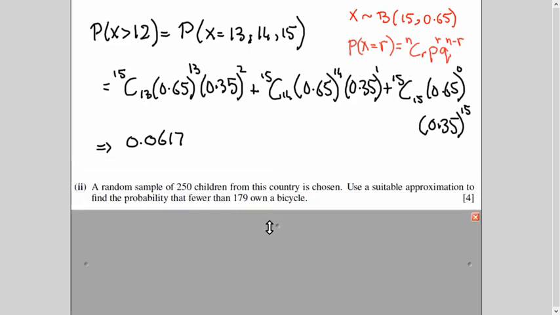Part 2 at times becomes challenging. Now, if a random sample of 250 children is chosen, right? Now you have selected 250 students, and you want to find the probability that less than 179 own a bicycle. If we start doing it by this method, it will take a long time and be a very tedious job. That's why the question is also suggesting to use a suitable approximation. In S1, because of the limited syllabus, the only suitable approximation you have studied is normal approximation.